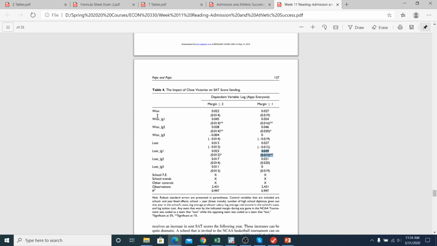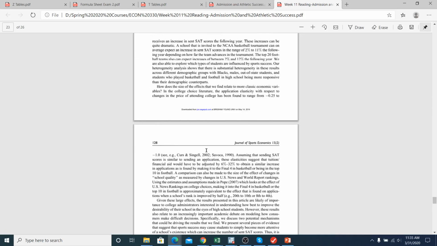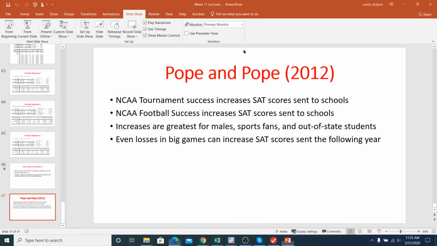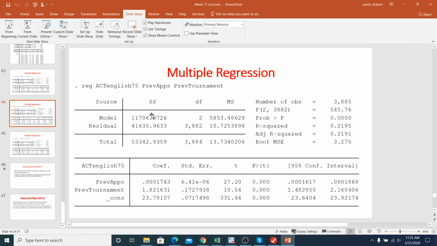So whether I win or lose, I'm benefiting here, right? And if it's a close game, I'm benefiting even more from winning, and I'm still benefiting even more even if I lose, right? So that was some of the really interesting findings of this paper. They were able to include a lot more controls than some of what I showed you. It wasn't just the number of applications, but it was these SAT scores being sent, so maybe a better indicator of actual interest.